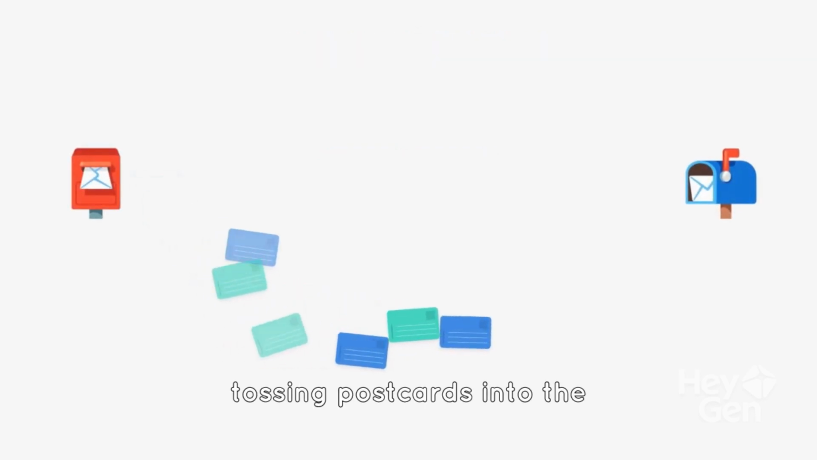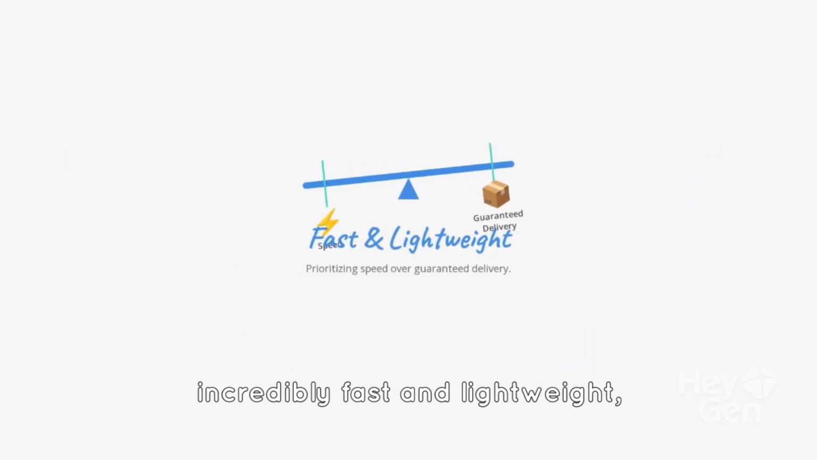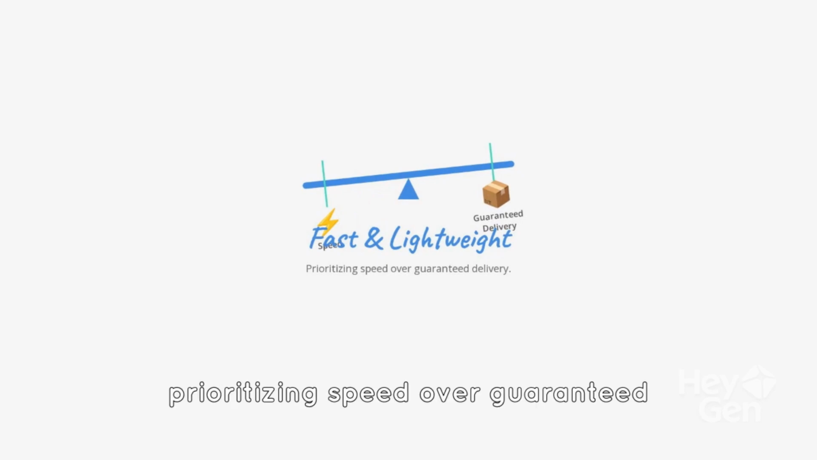tossing postcards into the mail. Once sent, you don't receive confirmation of delivery, and some might not reach their intended recipient. This approach makes UDP incredibly fast and lightweight, prioritizing speed over guaranteed delivery.